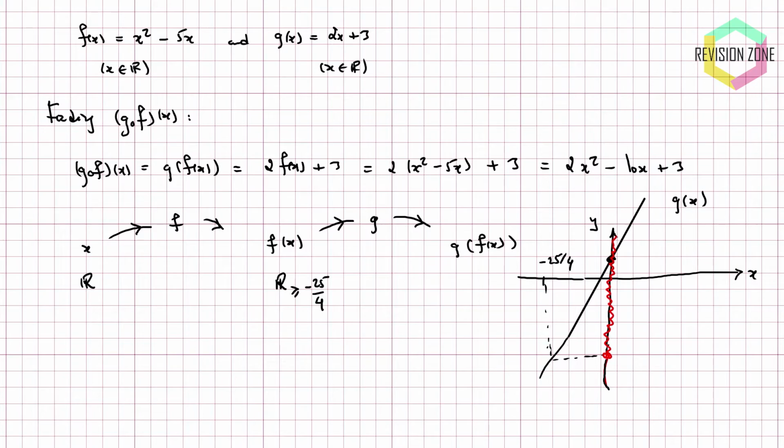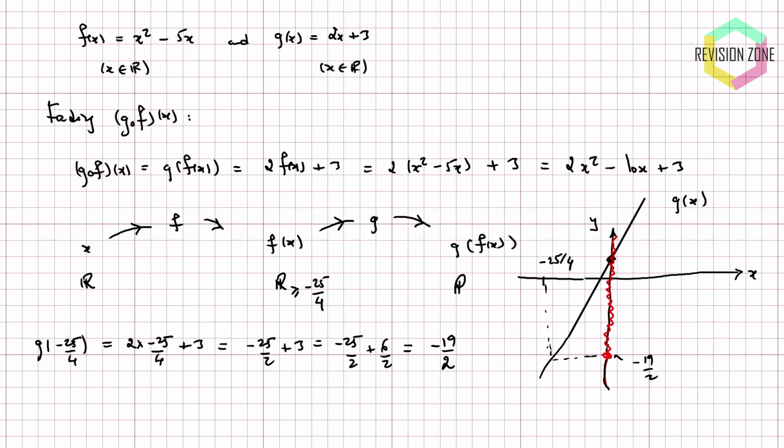So what we basically want to figure out is g at minus 25 over 4, right? Well, that's exactly the same thing as 2 times minus 25 over 4 plus 3, which is minus 25 over 2 plus 6 over 2, which is of course just minus 19 over 2. So we actually know that this point here is minus 19 over 2. So our range is actually going to be all the real numbers which are bigger than or equal to minus 19 over 2. Okay, so we've managed to figure out the range in this case.